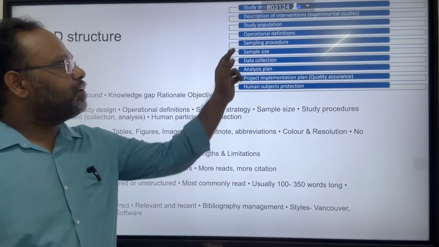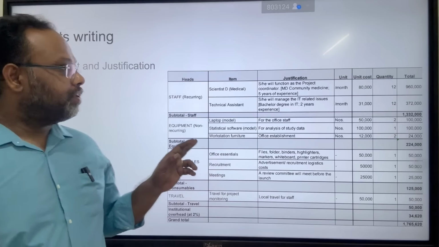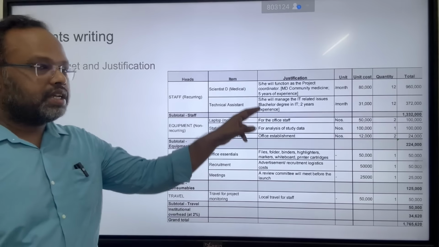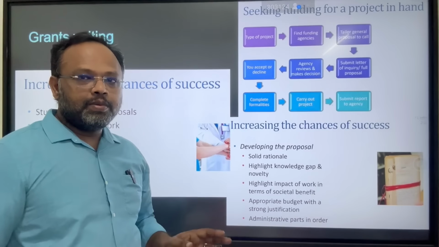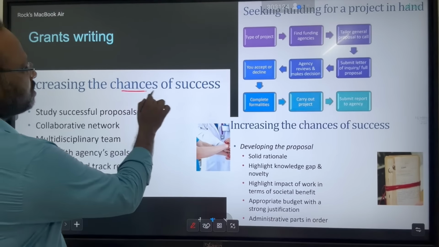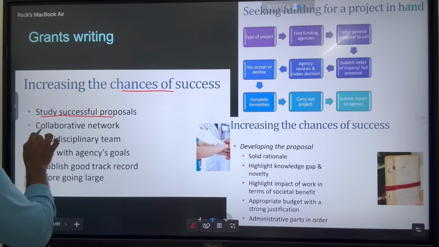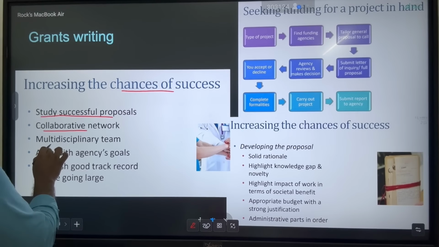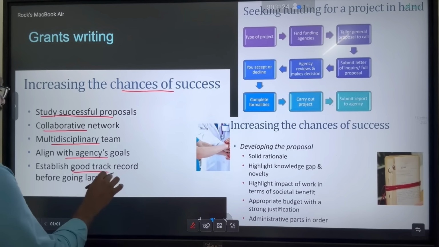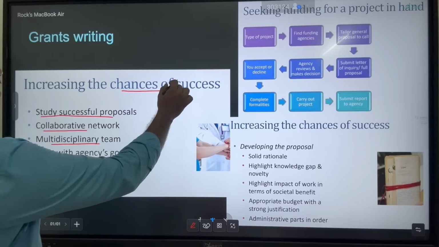Under methodology, we have these headings mentioned in the lecture. Under grant writing, we have mentioned in this part 2 video about the budget and justification. Here is the example of a budget. This will be the last slide about grant writing. For increasing the chances of success, we need to study the successful protocols. Then we need to have a collaborative network, a multidisciplinary team, align with the agency's goals, and establish a good track record before going large. So all these can increase the chance of success.